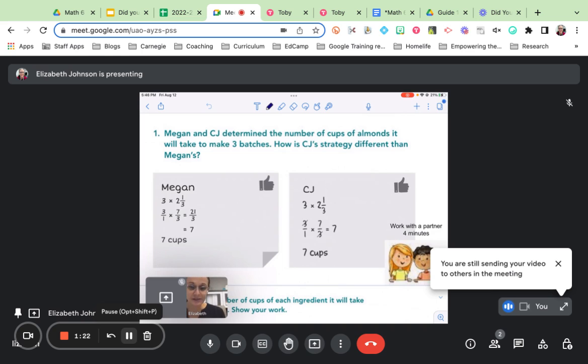CJ recognized that a 3 in the numerator and the 3 in the denominator cancel each other out. 3 divided by 3 is 1. So he knew that he could cancel those out and get 7 over 1, or just 7. It's kind of a little shortcut that he used because he understood that when you multiply both the numerator and the denominator by the same value, that's really like multiplying by 1.